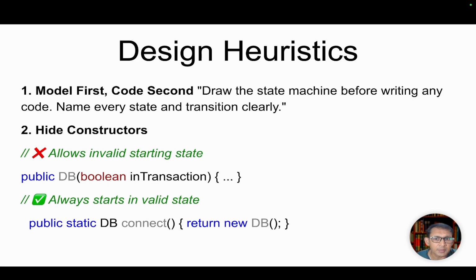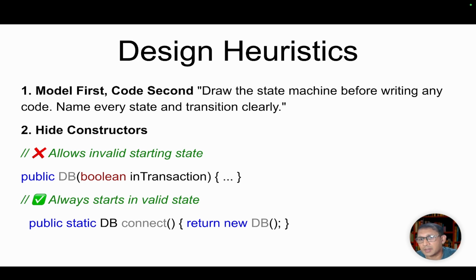The state diagram then becomes your specification and your test plan. Every state should have a clear purpose. Every transition should be justified by user needs, and the overall flow should match how domain experts think about the process.